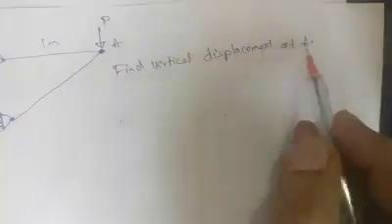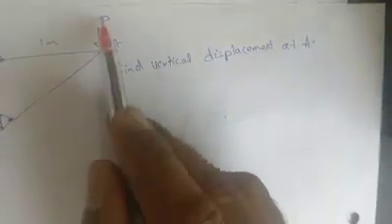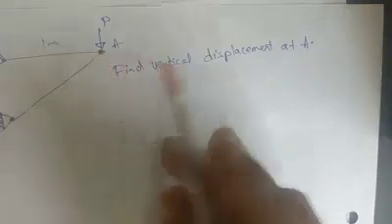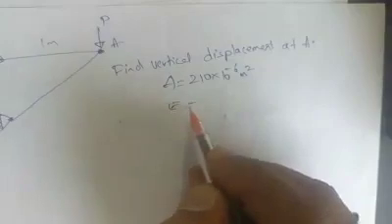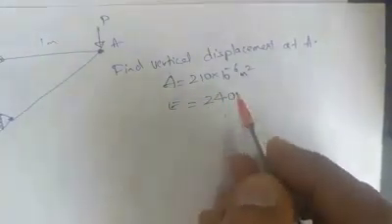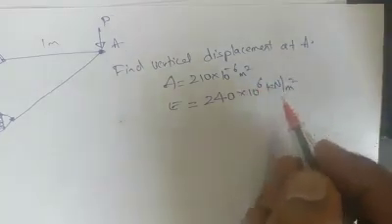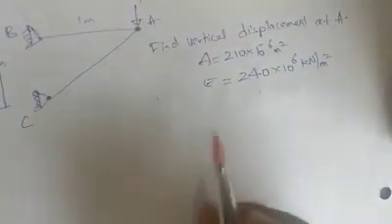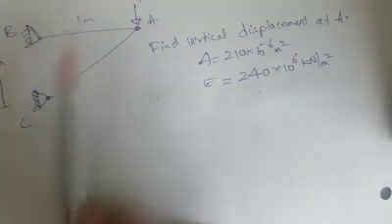So at A, what is the force? P. We have to find out the strain energy of the total system. Then we have to do partial differentiation with respect to P. Then we will be getting the displacement under P. So area is 210 into 10 to the power of minus 6, and your Young's modulus is 240 into 10 to the power of 6 kilonewton per meter square. So we have to use here the method of joints to find out the forces. To find out strain energy, we need the force in each member.